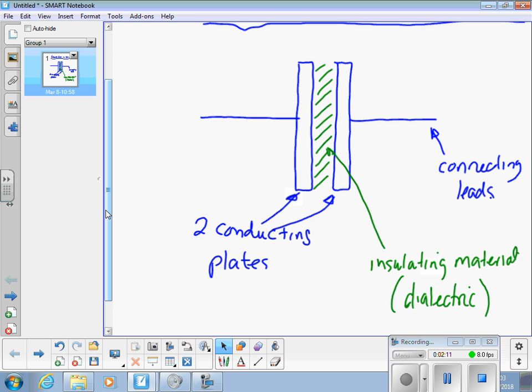Dielectric materials can be air, plastics, ceramics, and electrolyte materials. We're not wholly interested in this module in the construction of different types. That's just the basics about the construction. Okay.